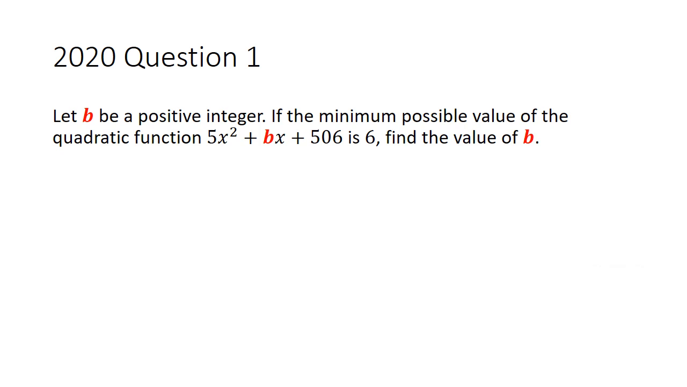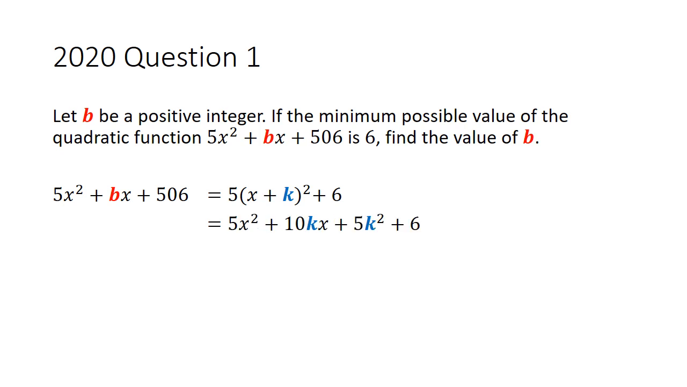So question 1 is a completing the square problem. We can take the quadratic function given in its standard form and express it in the vertex form, which is 5 bracket x plus k squared plus 6. This is using the idea of completing the square. And we can take that vertex form and expand it. This will give us 5x squared plus 10kx plus 5k squared plus 6.